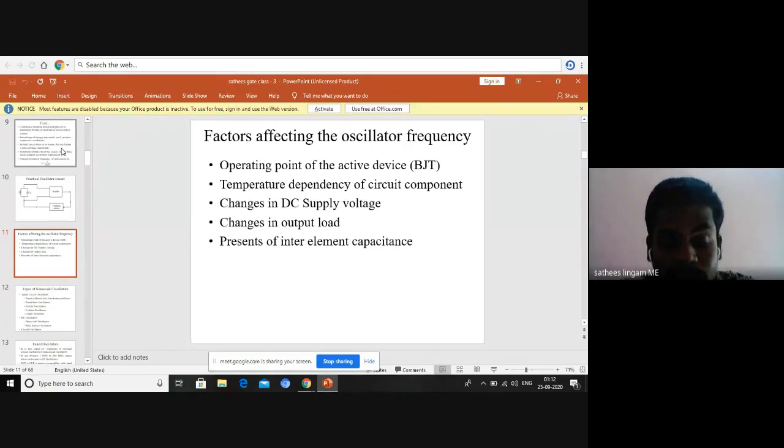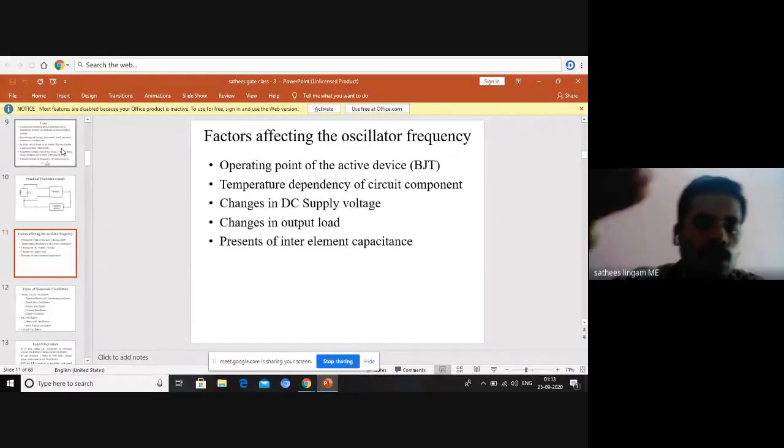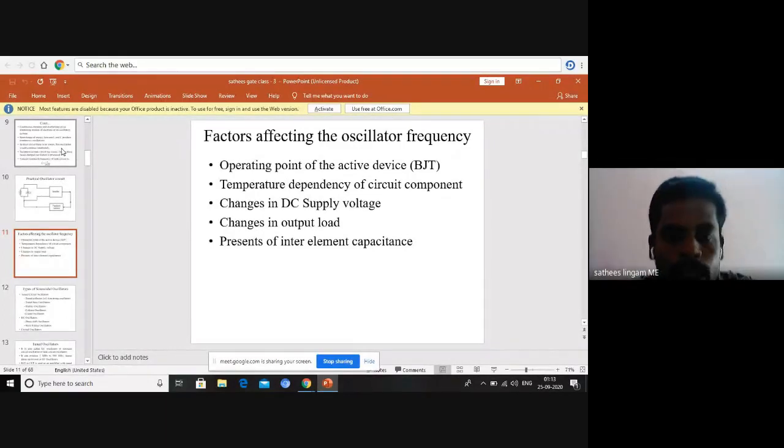Our discussion is entirely about the sinusoidal oscillator. There are two different kinds of oscillators: sinusoidal oscillators and non-sinusoidal oscillators. Here in our discussion we are having the sinusoidal oscillator. Even so, before that we just want to know the factors affecting the oscillator frequency.